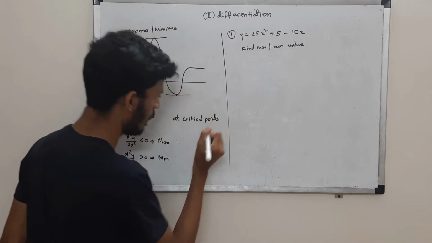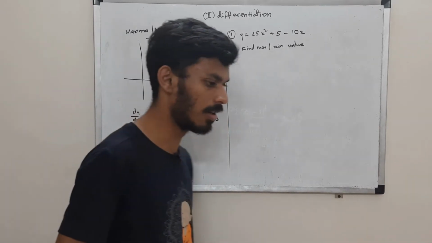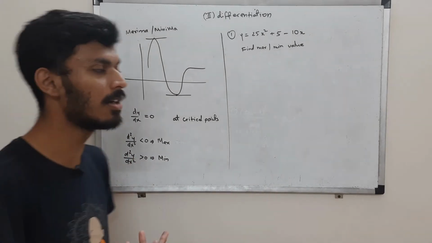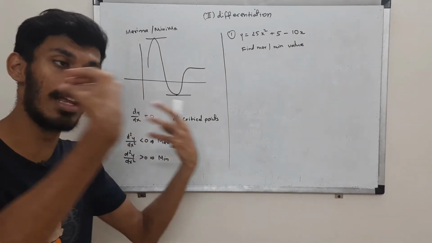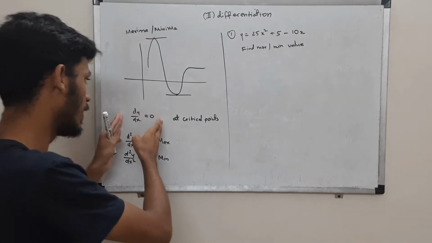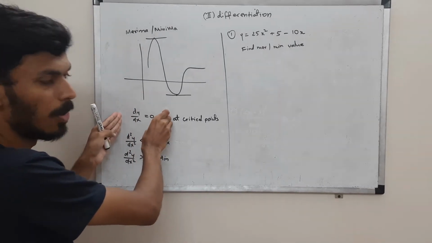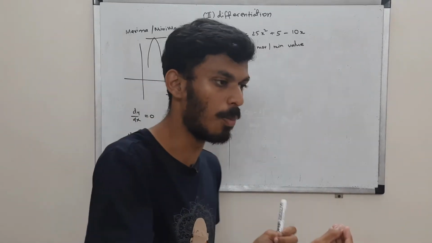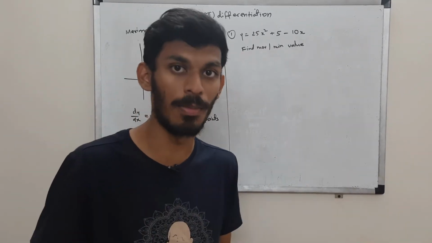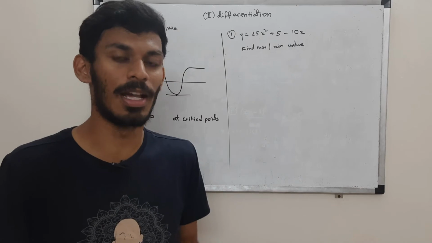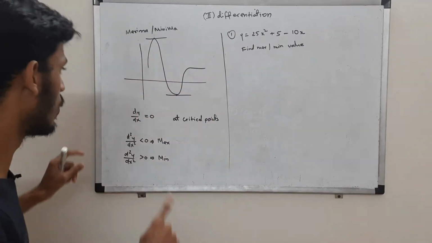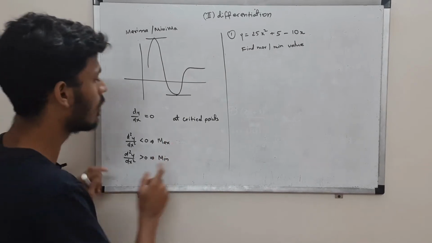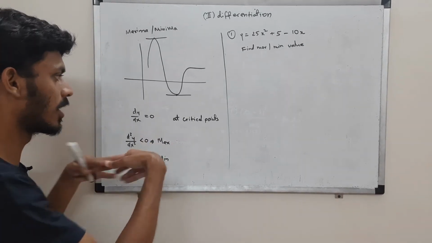Maxima or minima. So how do you tell whether the function is maximum or minimum at a point? For that you have to take the second derivative. You derivate it once, equate it to 0. That will be your critical point. That will give you a point where your function is maximum or minimum, but you can't tell which. In order to tell whether your function is maximum or minimum, you will have to take the double derivative, differentiate the function again.